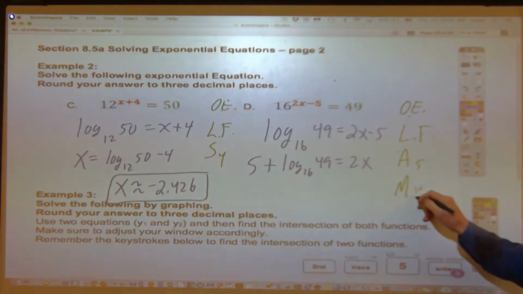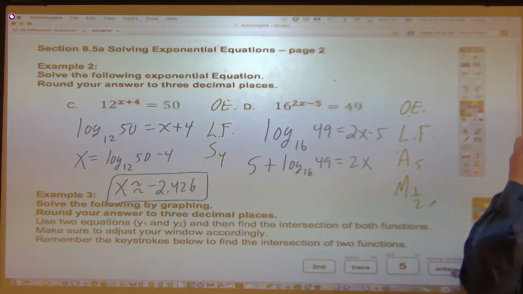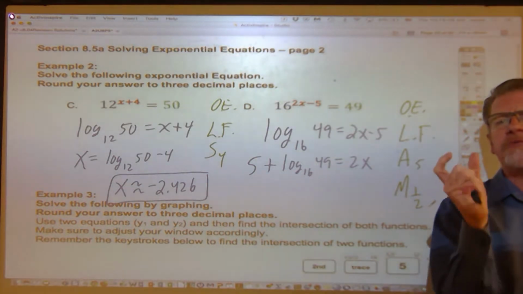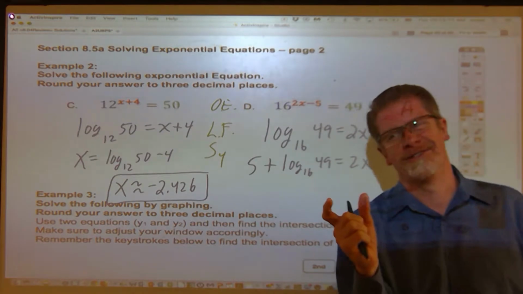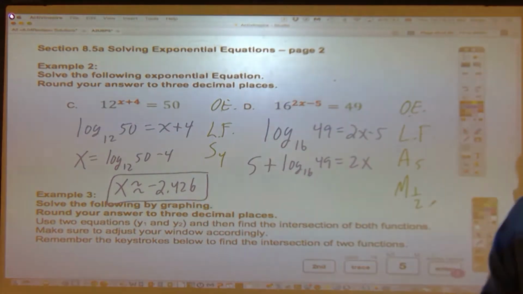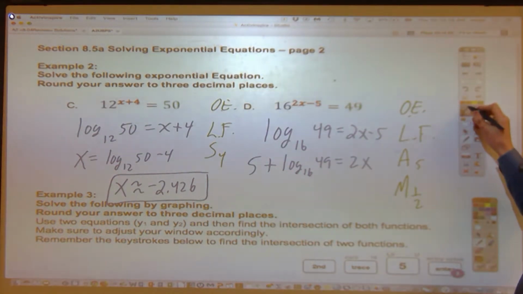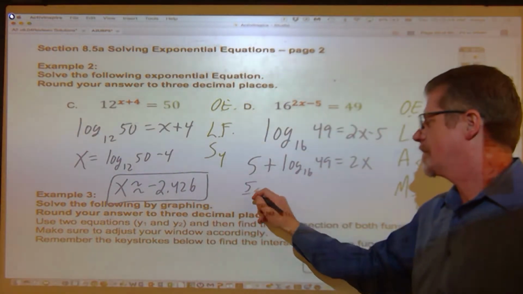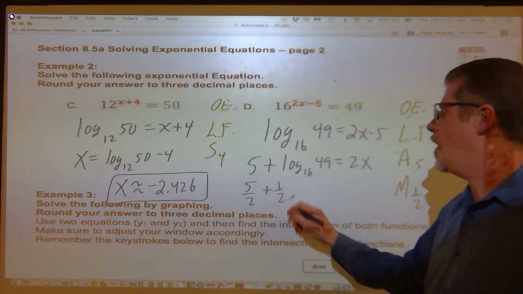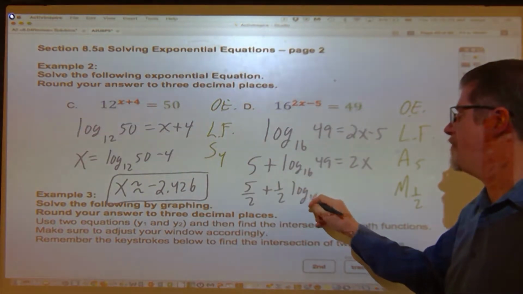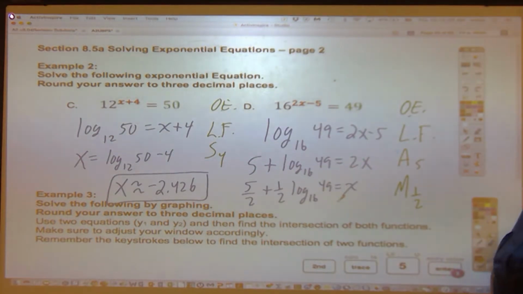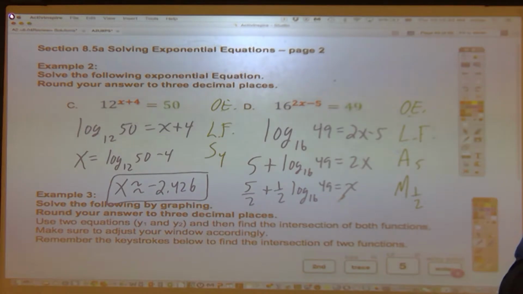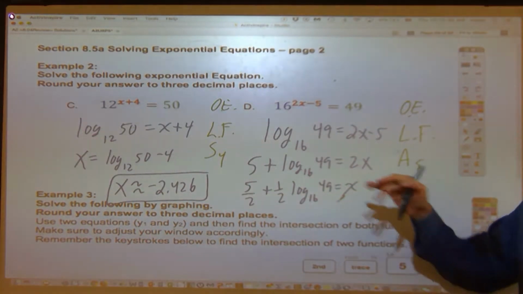I want you to do M1/2, because dividing by 2 is the same thing as multiplying by the reciprocal. And it's because I have the hat rule in mind. Have we ever talked about the hat rule? Just at the beginning of class today. So, you're right. Good memory. So we got 5/2 plus 1/2, which is a hat, if you will, using the hat rule.